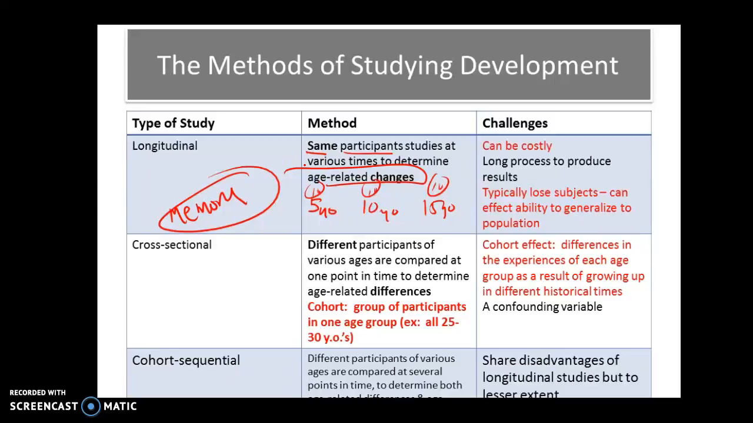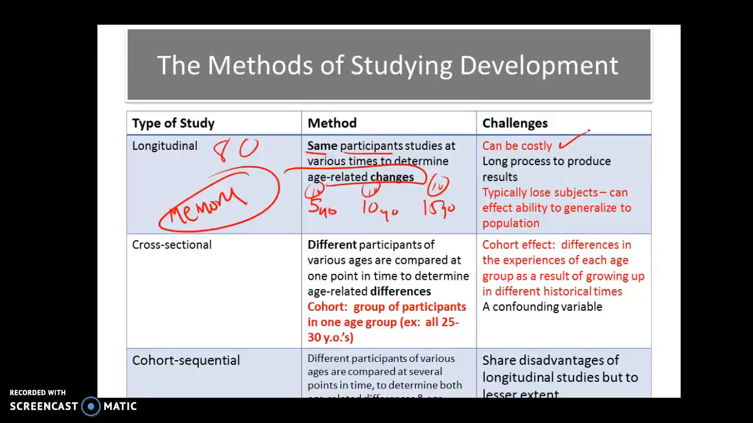Now, there's some benefits of doing this, but there are also some challenges. Many of these studies, there are some longitudinal studies that follow people over an 80-year period. They're costly. Sometimes people die, and also it takes a long time to get results.